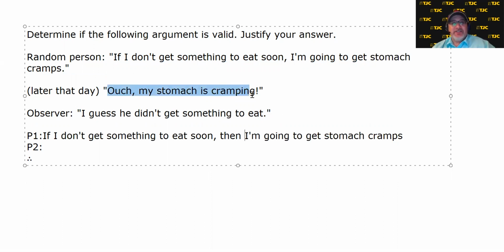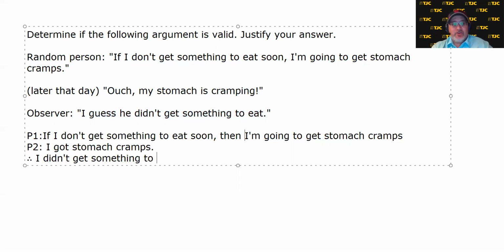What is this next sentence implying? I got stomach cramps. And what conclusion did the observer conclude? I guess he didn't get something to eat. So we'll go ahead and put it in first person. I didn't get something to eat.